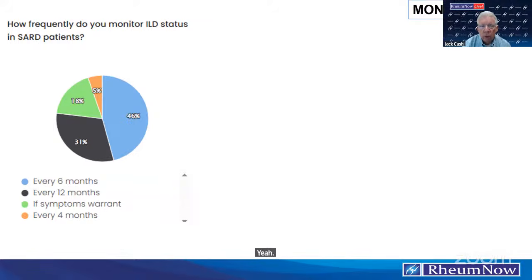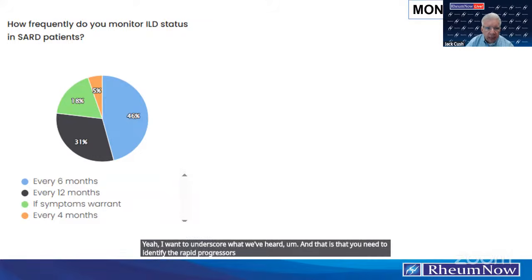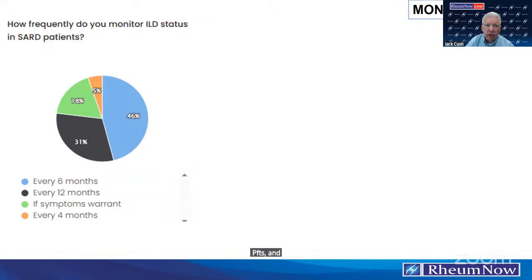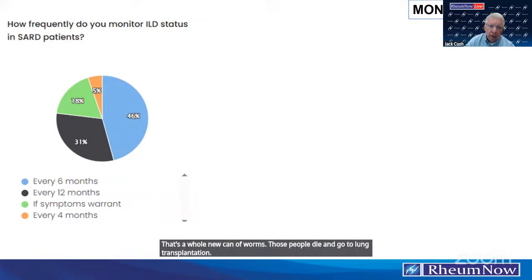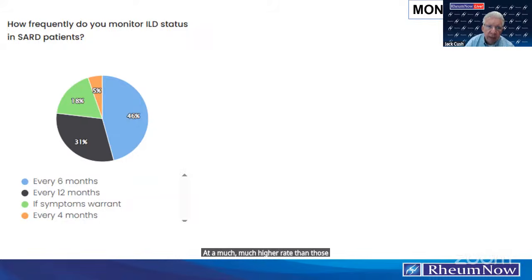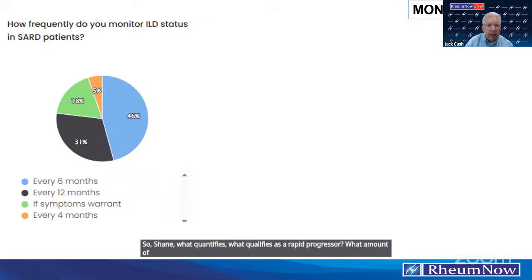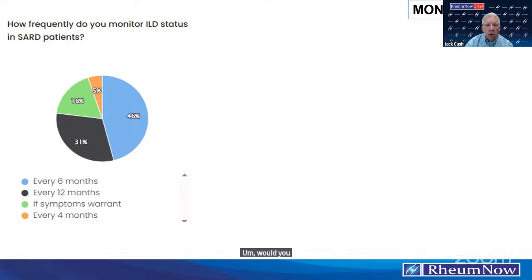Yeah, and I want to underscore what we've heard, and that is that you need to identify the rapid progressors. And you can identify them with every 3 to 6 month PFTs, and you're looking at a change in FVC because if they are rapid progressors, that's a whole new can of worms. Those people die and go to lung transplantation at a much, much higher rate than those that don't meet that categorization. So Shane, what qualifies as a rapid progressor? What amount of change in FVC would you be looking for?